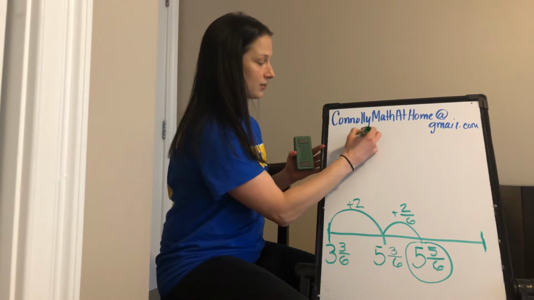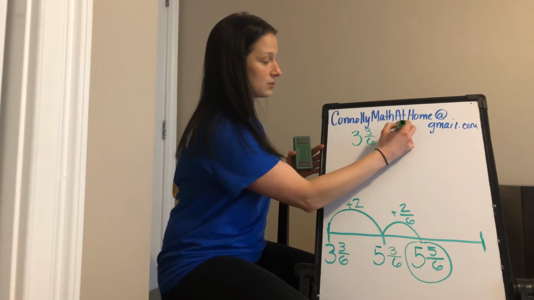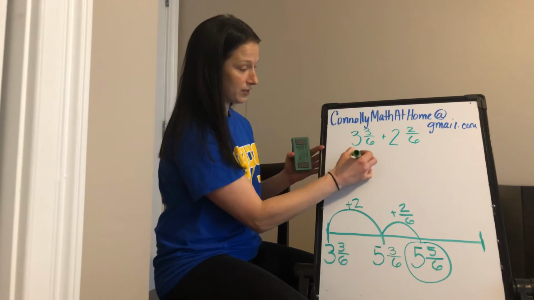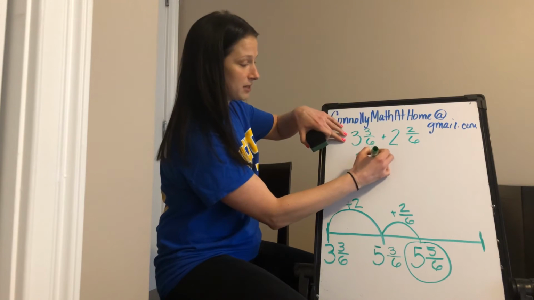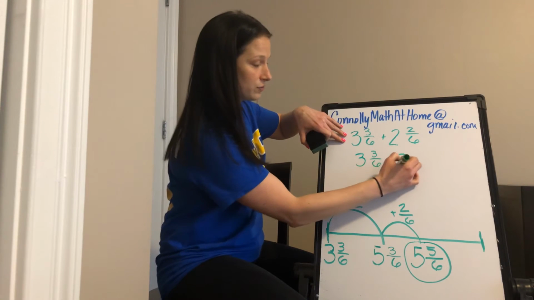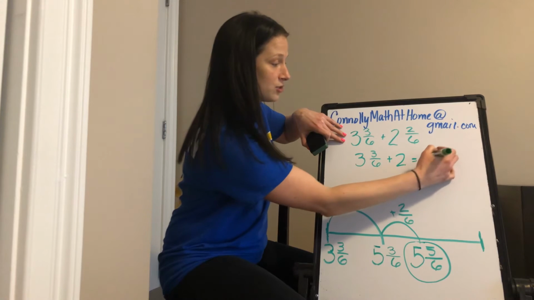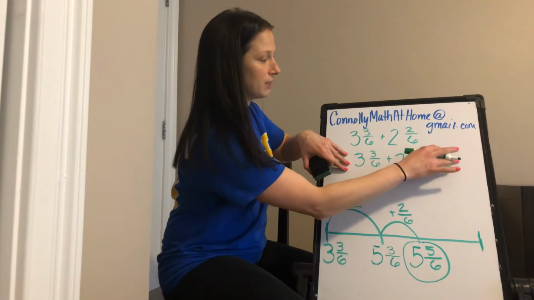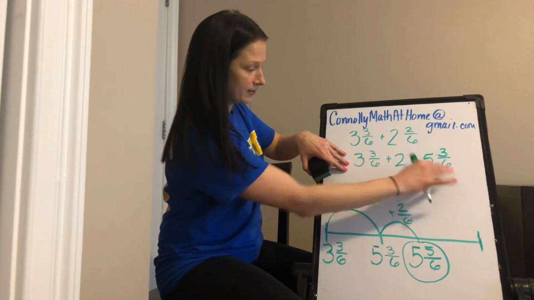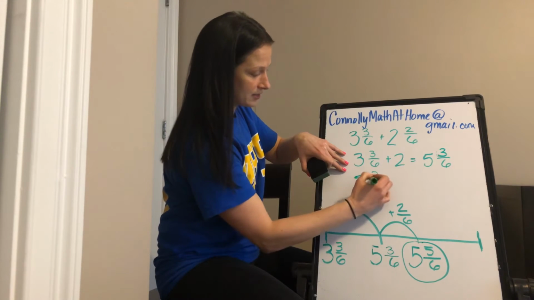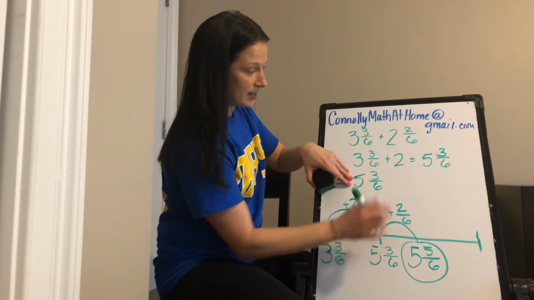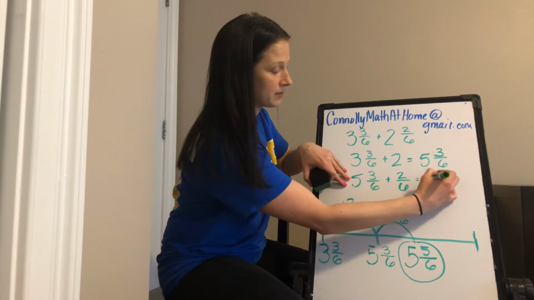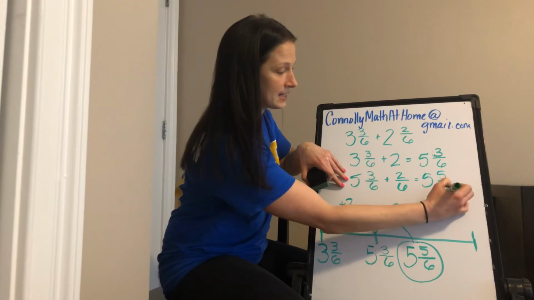Okay, I was adding 3 and 3/6 plus 2 and 2/6. So first I did 3 and 3/6. I kept this number whole. I did not split it up. And I added 2. That got me to 5 and 3/6. From there, I then added 2/6 more to get to where I was finally going. And I ended on 5 and 5/6.